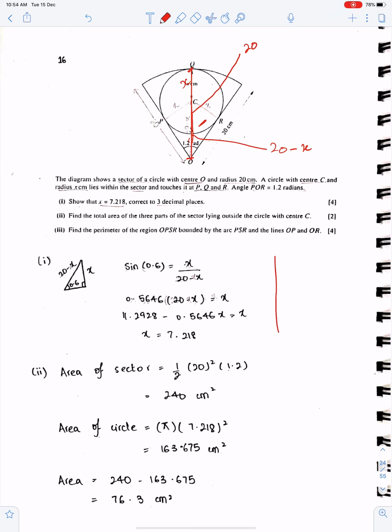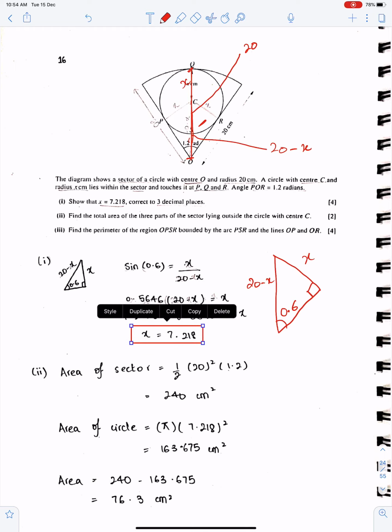Once you get this 20 minus x, then you can use this triangle to get the length of x. This triangle is here. This is x. This is 20 minus x. This is 90 degrees because a tangent is perpendicular to the radius. This angle is 0.6, so we can get the length of x. And this part was important in this question, the value of x.